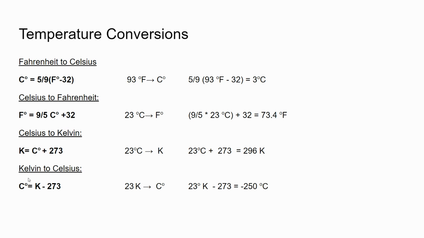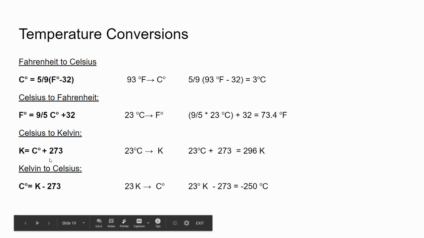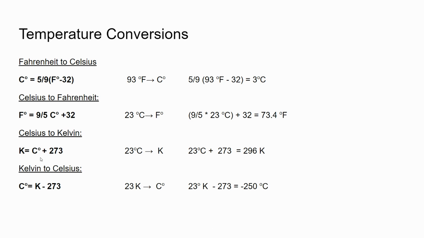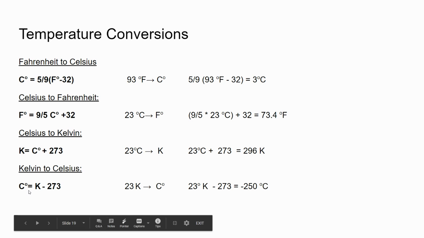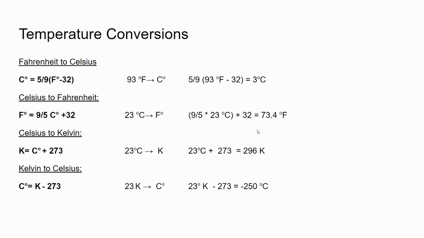And then Celsius to Kelvin and Kelvin to Celsius is really simple because those are the same size. 1 Kelvin is equal to 1 degree Celsius. For Kelvin from Celsius, you just add 273. And from Kelvin to Celsius, you subtract 273. And we don't say degrees Kelvin, we just say Kelvin. I always mess up and say degrees Kelvin, but it is just Kelvin. There's no such thing as degrees Kelvin, it's just Kelvin.